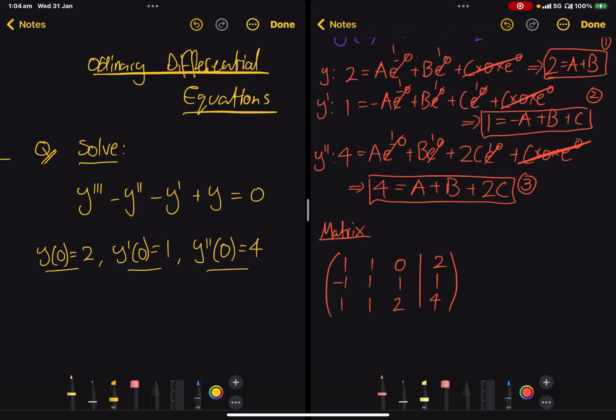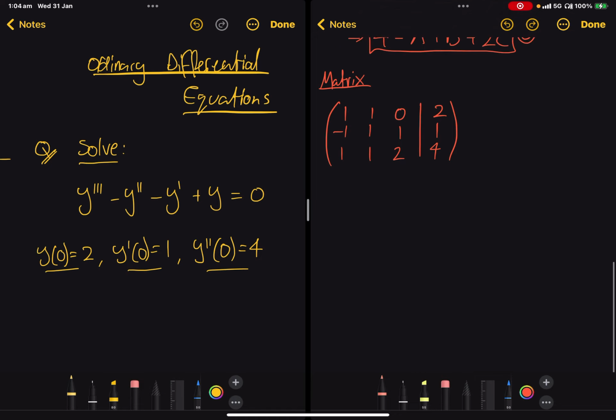Now I need to reduce this so that we have only ones along this diagonal. This is a Gauss-Jordan matrix reduction. Gauss from one side, Jordan from the other side. They both discovered it at the same time. So the first thing that we're going to do in order to solve this is we are going to add row 1 to row 2. So row 2 will become row 2 plus row 1. Going to subtract row 1 from row 3. So row 3 will become row 3 minus row 1.